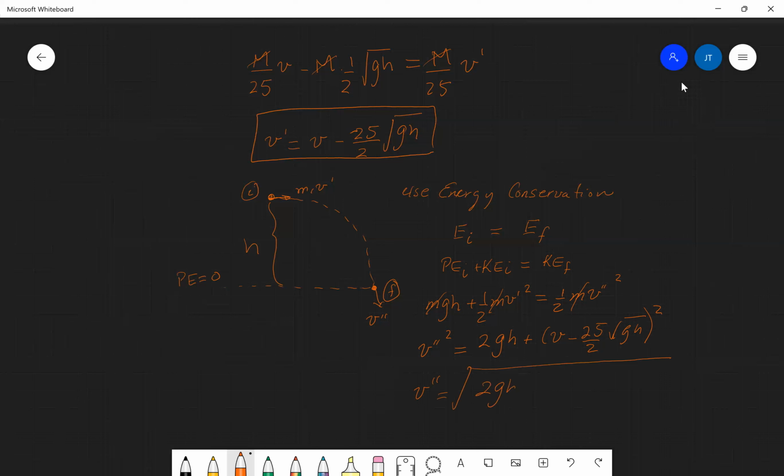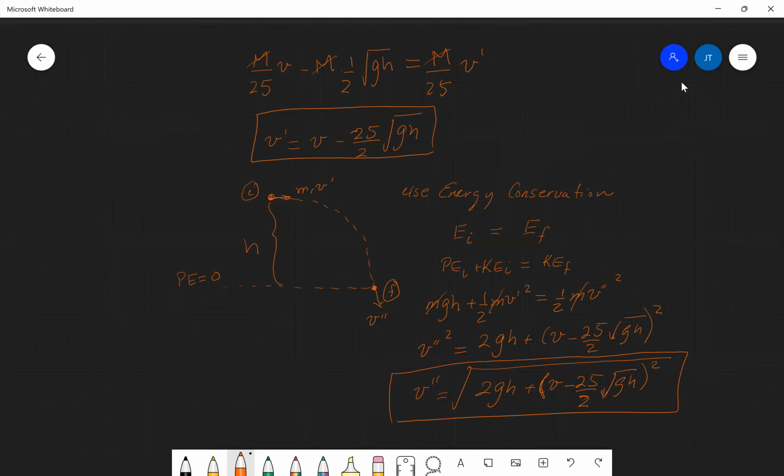And you could keep it like this. You don't need to actually expand this. This does not need to be expanded. You can keep it like that. Okay? And here's the velocity right before it hits the ground. And it's in terms, well, obviously it's not going to have mass in it, right? But it's in terms of gh and little v, all the information that was given initially about the problem.